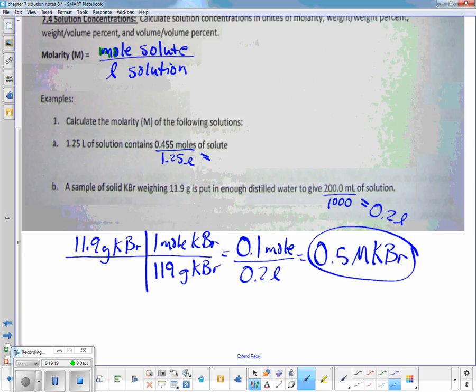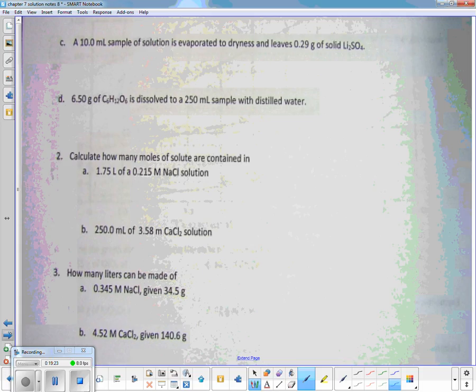Okay, everybody okay with that? Okay, moving on. You got some more samples here. I'm going to let you do a couple by yourself. If you have problems, let me know. When we get to number 2 here, we're using the same equation, just rearranging it. Now we're looking for moles of the solute. So remember, we have molarity is equal to moles divided by liters.